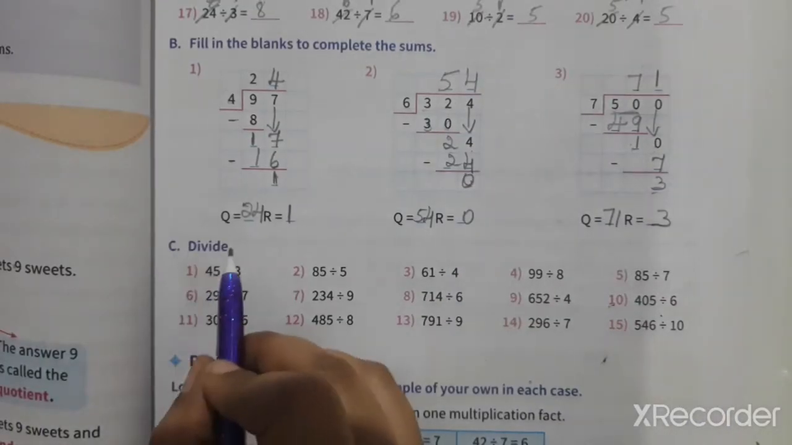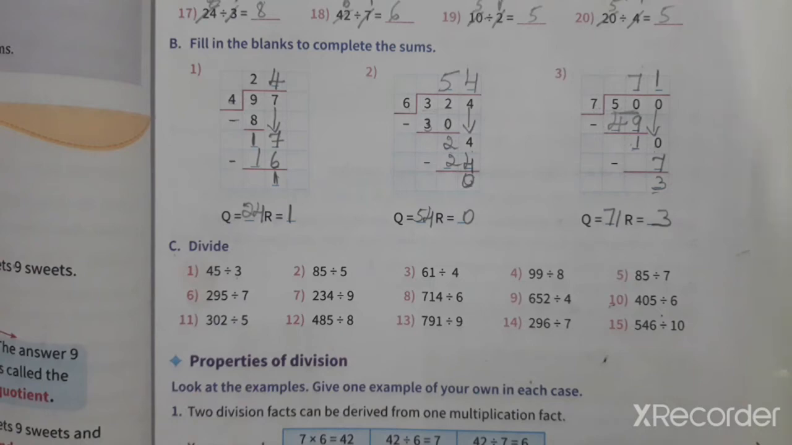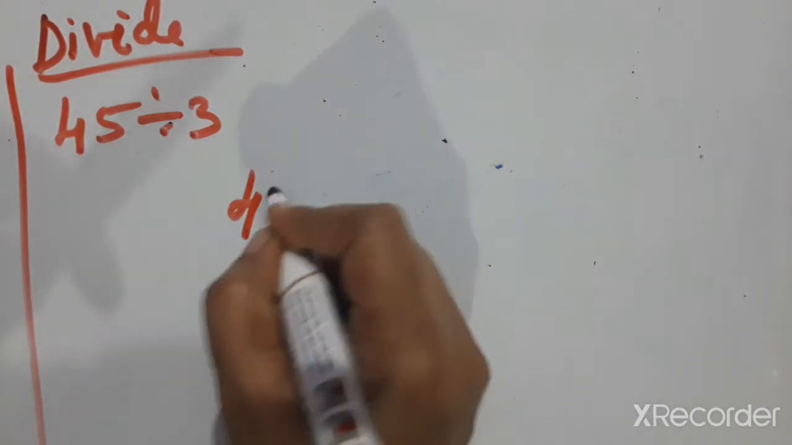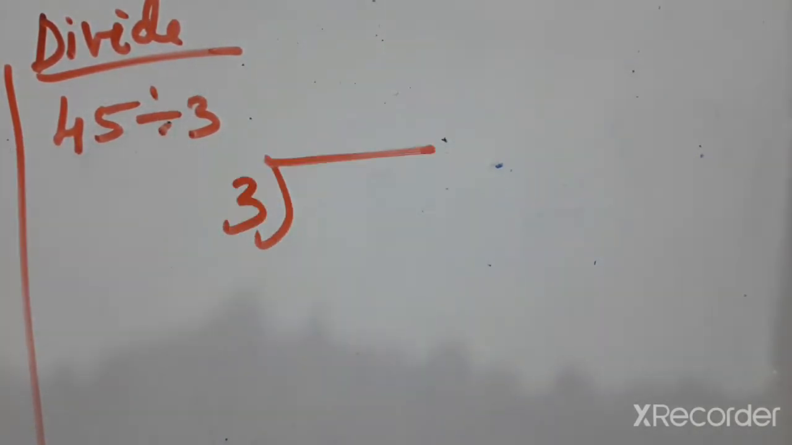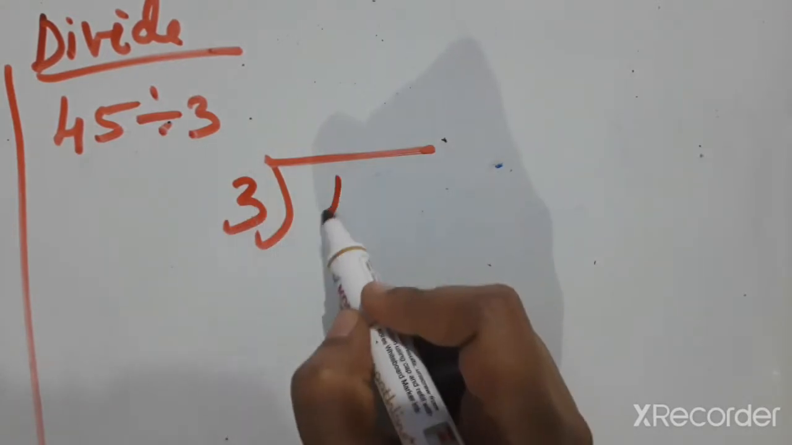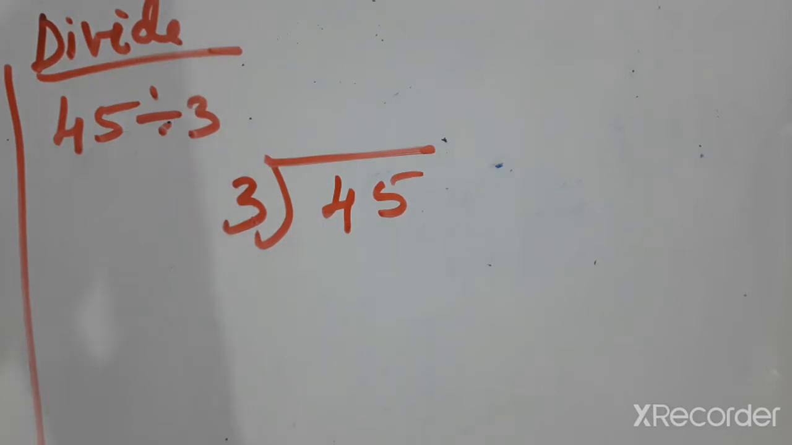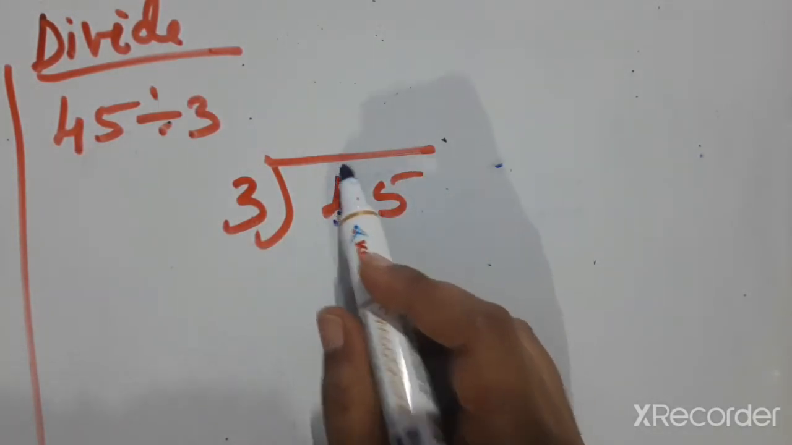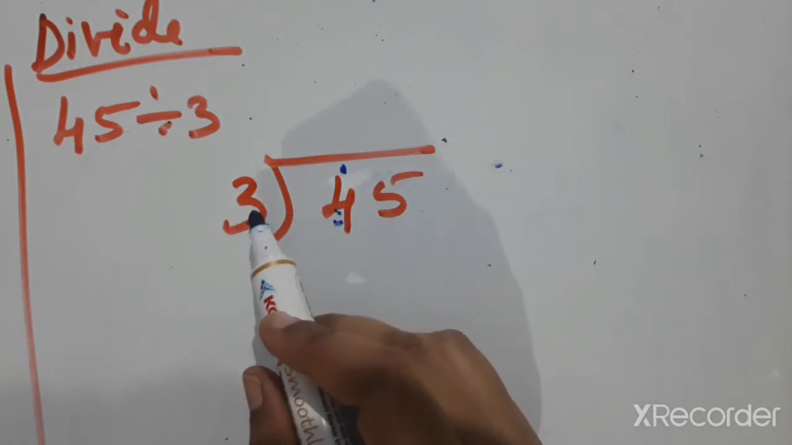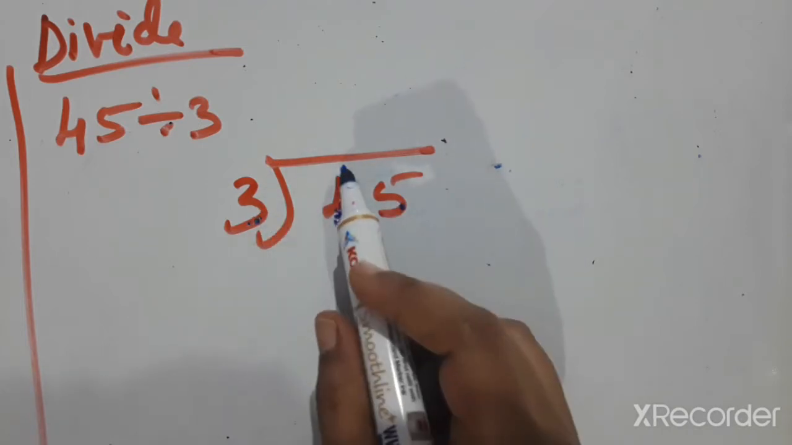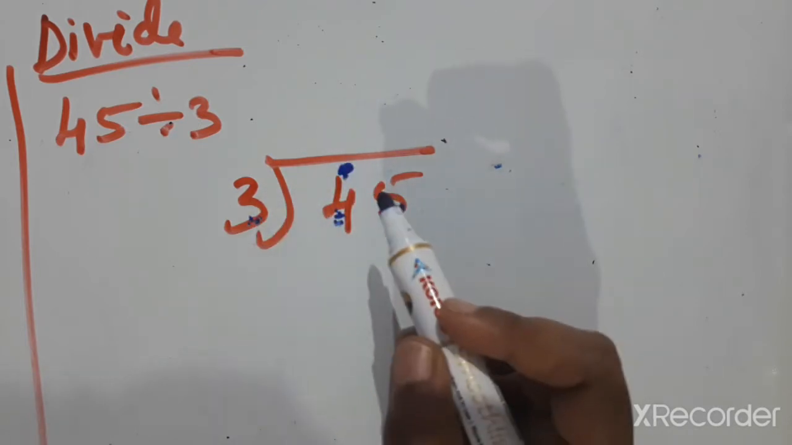Next is D, C means divide. 45 divided by 3. Next question is 45 divided by 3. So divisor we have to write here and we have to check the divisor's tables. So this table and 45. Now we have to check the 3 ones table. Nearer to 4, we can take one digit because 4 is greater than this number. If less than this number, we have to take 2 numbers. So 4 is greater than this number. So a single number also we can consider.